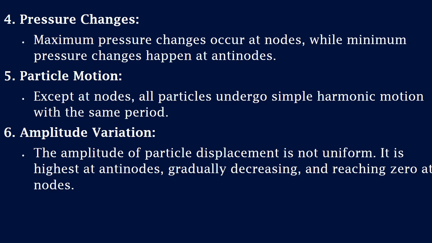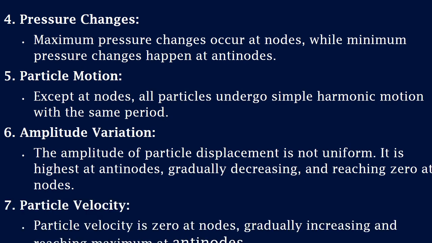Amplitude variation. The amplitude of particle displacement is not uniform. It is highest at antinodes, gradually decreasing and reaching zero at nodes. Particle velocity. Particle velocity is zero at nodes, gradually increasing and reaching maximum at antinodes.